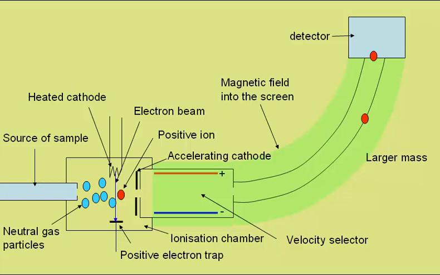Particles with a lower mass will be deflected more by the magnetic field and follow a path something like this. So that is the fate of particles with a smaller mass. So only the particles with the particular mass selected by the strength of the magnetic field will be detected here. The magnetic field strength can be changed to find the number of particles with different masses.